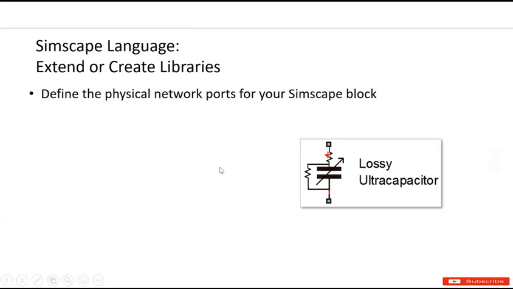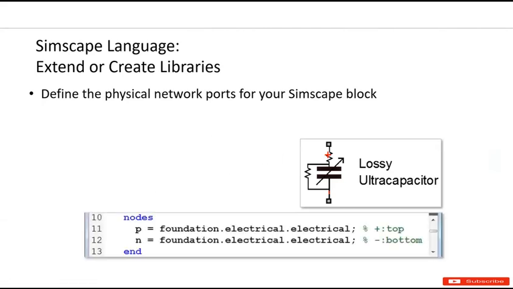Right, and even if there's an already existing block, you can also define physical network ports for your block, like which is positive and negative. So this is what you define in nodes. When you define nodes, you define the positive and negative terminals.